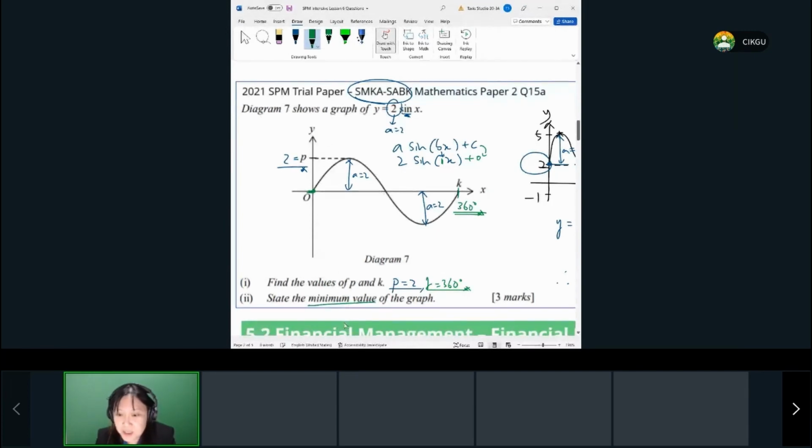Okay, next, state the minimum. Oh yeah, this one easy. From 0, the minimum value is right here. So it must be -2. Done. Okay.